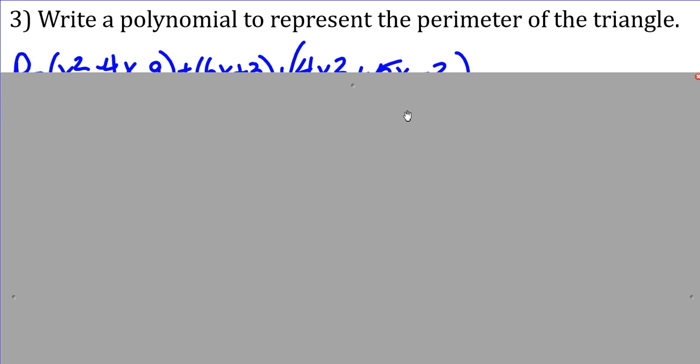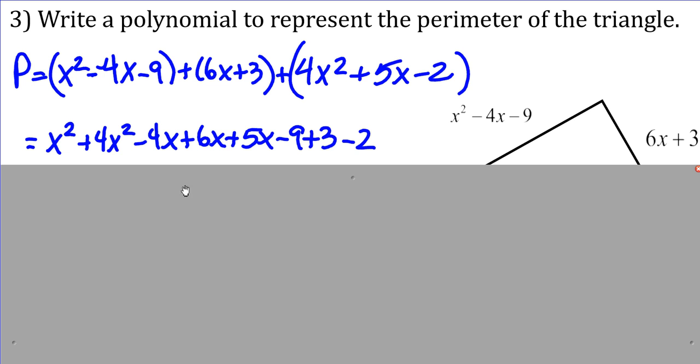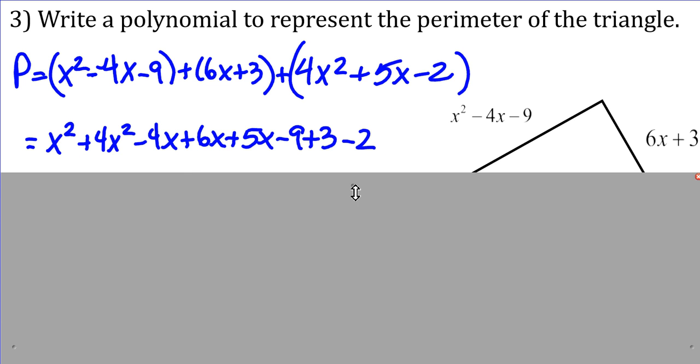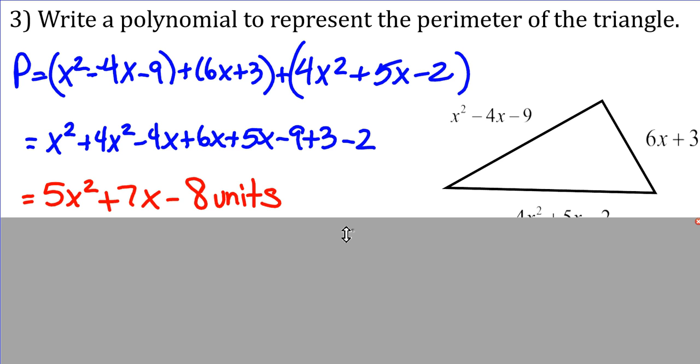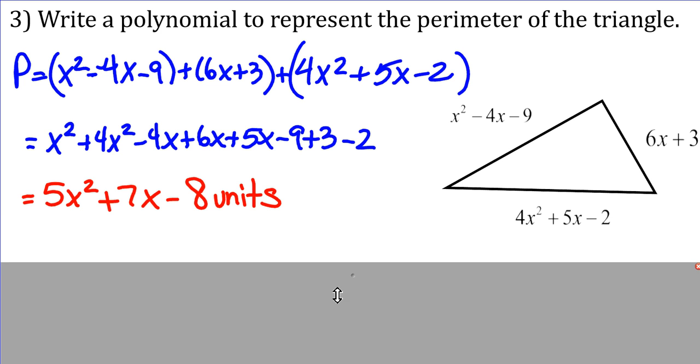And as we add the polynomials together, we're going to look at trying to regroup those like terms and simplifying. So I've got some x squareds, x's, and constants to simplify. That means we've got 5x squared plus 7x minus 8, and since it's a perimeter, it's a unit of measurement, so we're just going to say units. That's the polynomial to represent the perimeter.